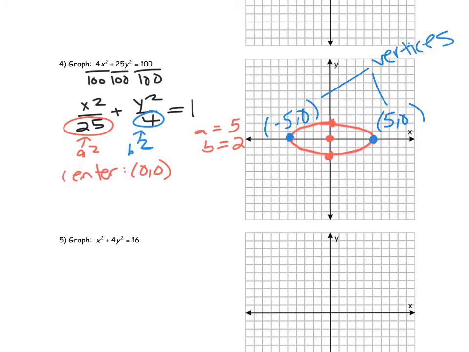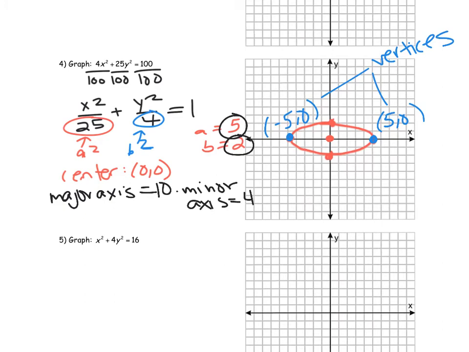Okay. We should also probably label here. We know the major axis is going to be 10. So the major axis is going to be 10 because we double the a value. We know the minor axis is going to be 4 because we double the b value.